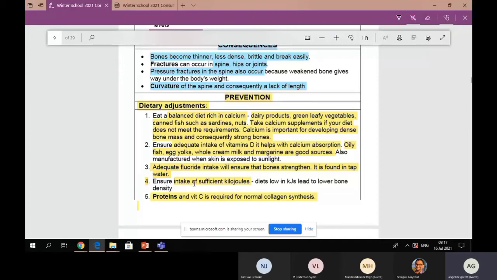And then ensure intake of sufficient kilojoules. A diet that's low in kilojoules leads to lower bone density. Okay, so you need to eat enough to help with your bone production. And then proteins and vitamin C are required for the normal collagen synthesis, right? So proteins, we find that the bone also obviously consists of protein, and collagen is important. So for the normal collagen synthesis, we need vitamin C and proteins. Okay.